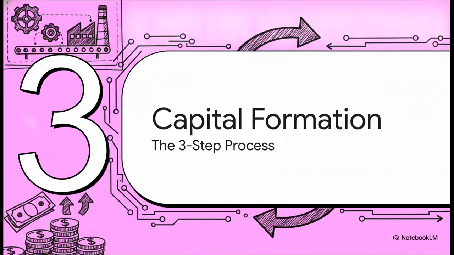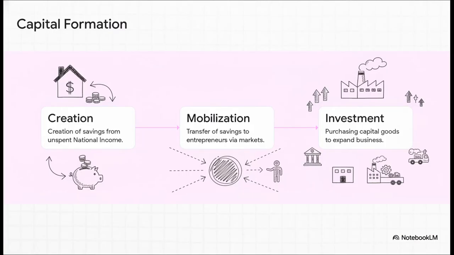Okay, so now that we know exactly what we are building, let's look at the functional assembly line that makes it happen. Section 3, the capital formation process. How does this industrial blueprint actually get funded and executed in the real world? Well, it requires a 3-step sequential journey. It goes from a household's unspent income all the way to a bustling factory floor. It requires the creation of savings, the mobilization of savings, and finally, the investment of savings.